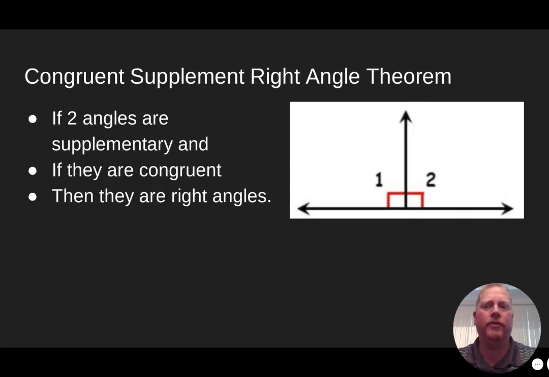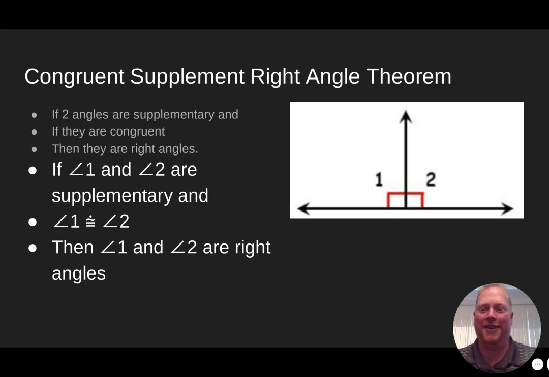The last one I want to talk about, and I don't think we've ever used this one, is the congruent supplement right angle theorem. It says that if two angles are supplementary and they're congruent, then they are right angles. So if we break that down, if I've got two angles and they add up to 180, and those same two angles are also congruent, then 90 degrees is the only measurement that is the same but also adds up to 180. So if they're the same, they add up to 180, then they have to be right angles. All right? Angles 1 and 2 are right angles.